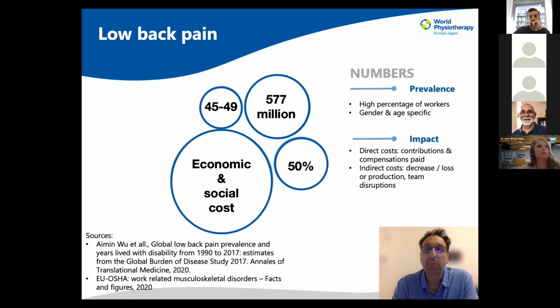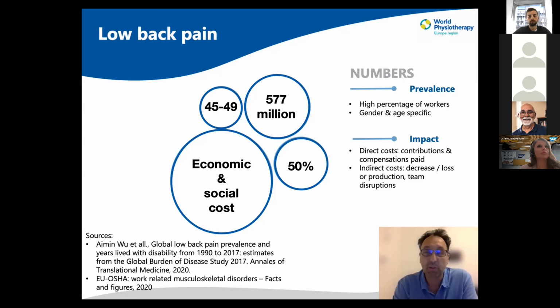If we look at the available data of low back pain, we see a rather high percentage of workers between 45 and 49 that are affected. There are some gender and age-specific differences. At any given moment, some 577 million people are suffering from low back pain. Furthermore, low back pain accounts for up to 50% of all MSDs, musculoskeletal disorders.